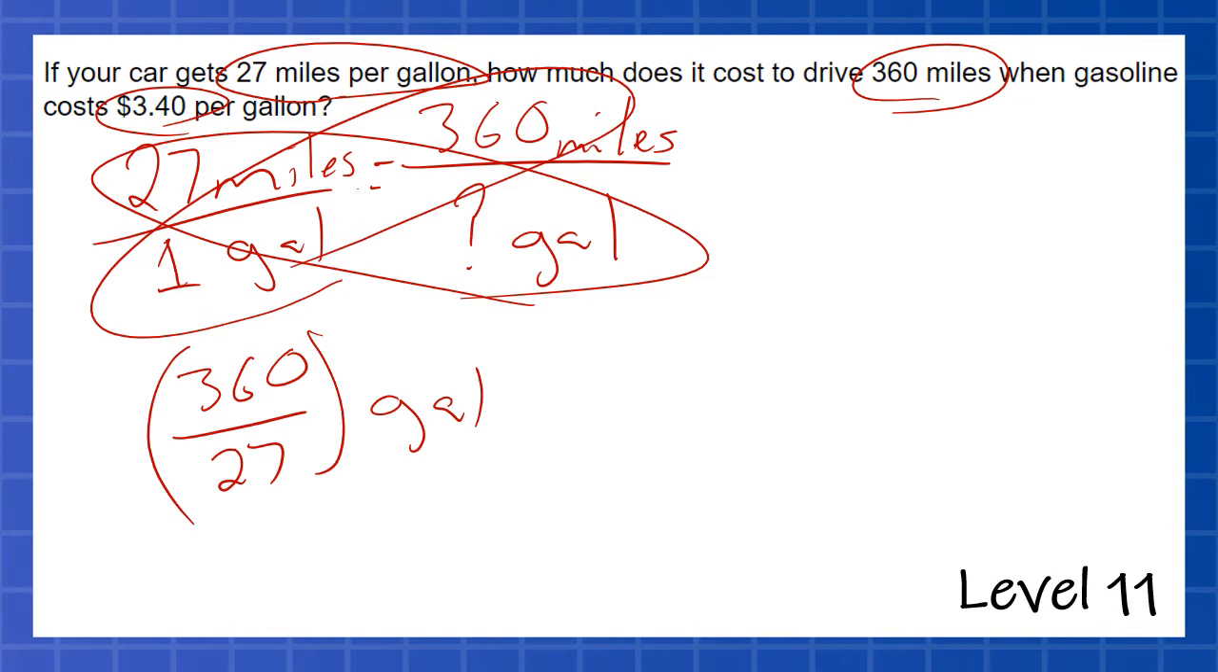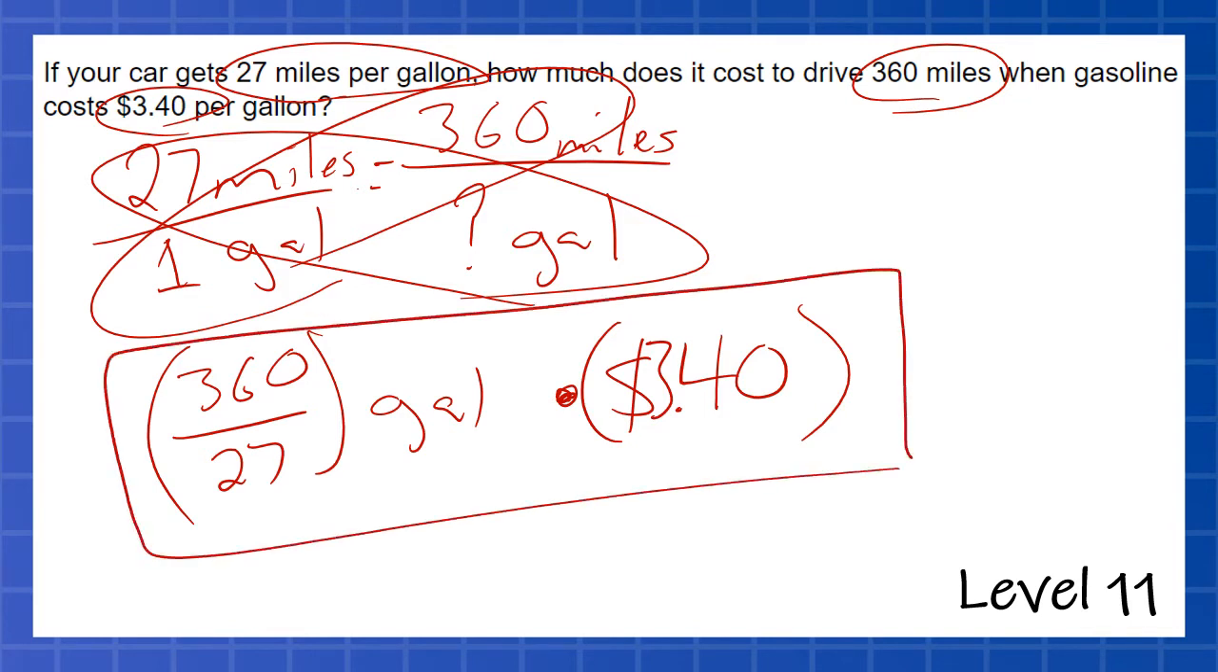I also know that the cost per gallon is $3.40. So if it costs me 1 gallon, it's going to be $3.40. If it costs me 2 gallons, it's going to be $6.80 and so forth. So I know I need to multiply by 3.40 in order to get my answer. And when I type that in, I will get an answer. I want to make sure I use the right number of decimal places because we're talking about money.